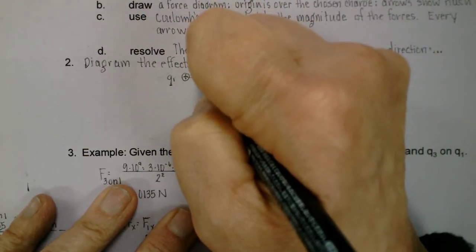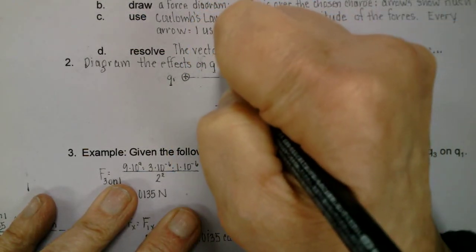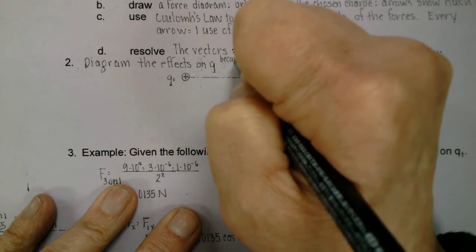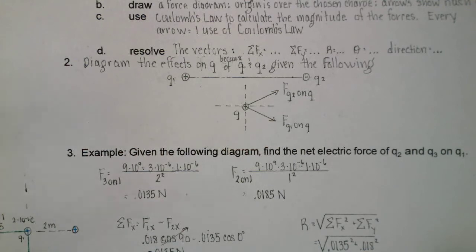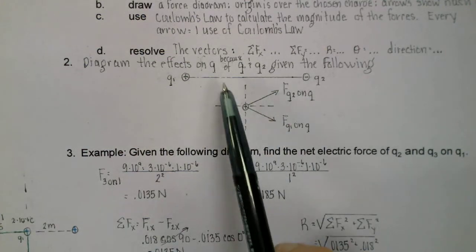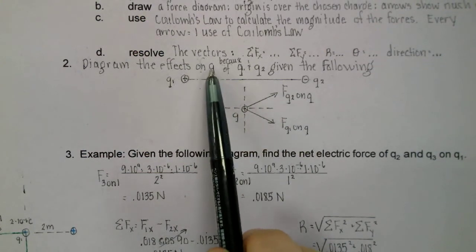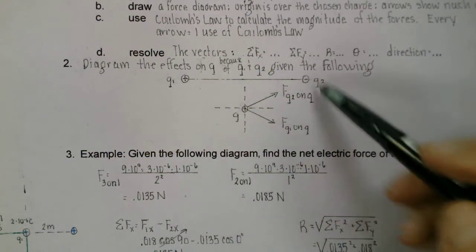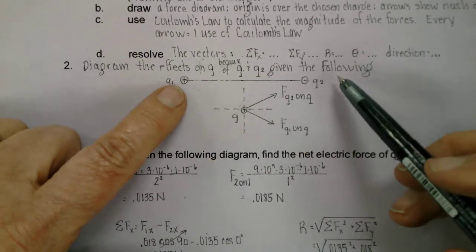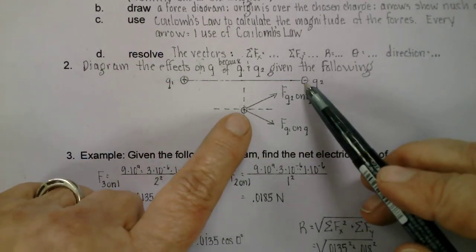The effects on Q because of Q1 and Q2. So that might help you to figure it out more. So the one that's moving, the one that's having the effects on it is Q. Q1 and Q2 are stationary. So this was not in the drawing to start with. I just had Q1 and Q2, and Q3 was here.